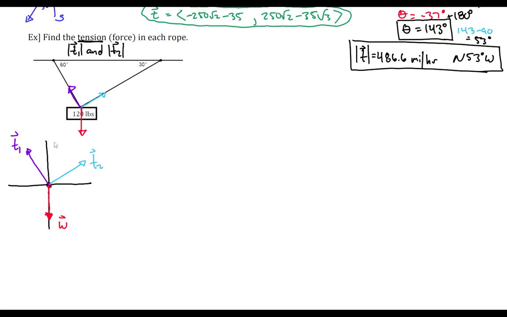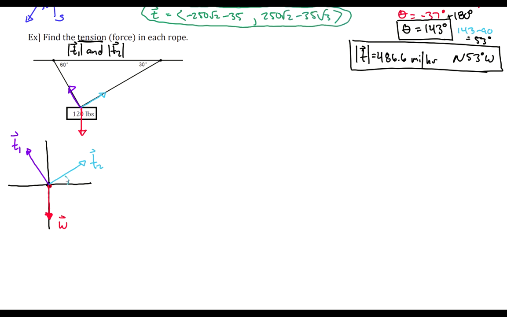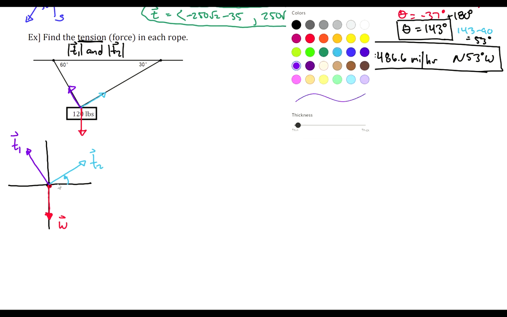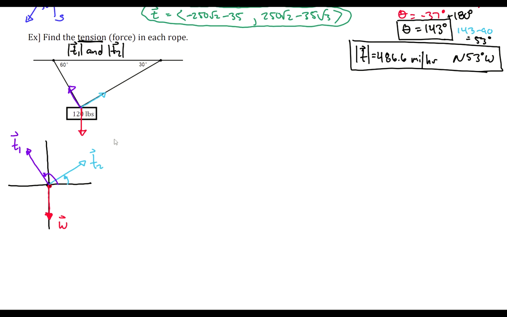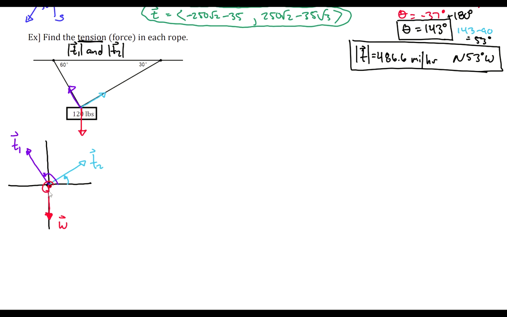Using this picture, I want to get those angles in standard position. For T2, I want to figure out what that angle is. Same with T1, I want to figure out what that angle is. Let's keep it in purple. The weight angle we know, so that goes to 270. We know the magnitude of the weight, so let's mark that right next to it in the picture. The magnitude is 120. That is the actual weight, and it has an angle of 270 degrees. So that's our key information for the weight.